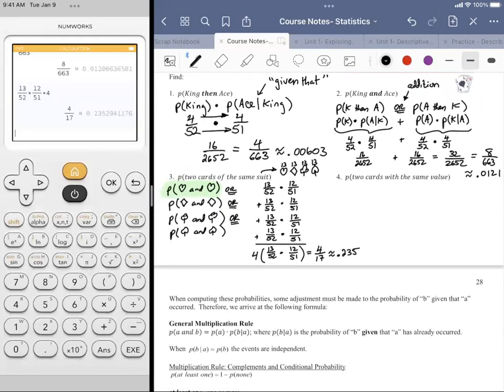And number 4, 2 cards with the same value. Well, there's different schools of thought. When you're dealing with a deck of cards, we need to have some general consensus on what rules we're following, because the value of cards change depending on the game that you're playing.